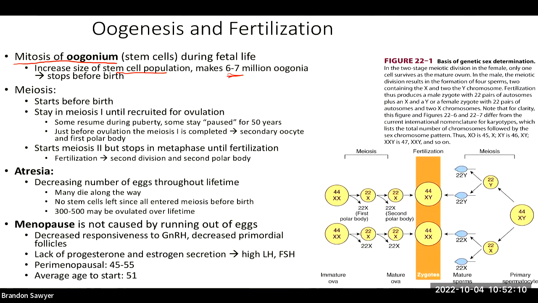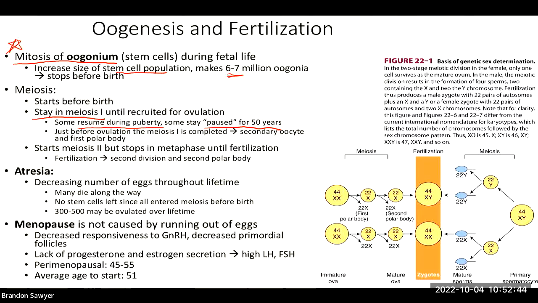And this is mitosis, right? So this is when cells are dividing and we're adding more of those stem cells. And then meiosis is also going to start before birth. In meiosis 1, all the egg cells are stuck in meiosis 1 all the way up until they get recruited for ovulation. Some of those resume during puberty, and then some stay paused for the whole 50 years of their lifespan.